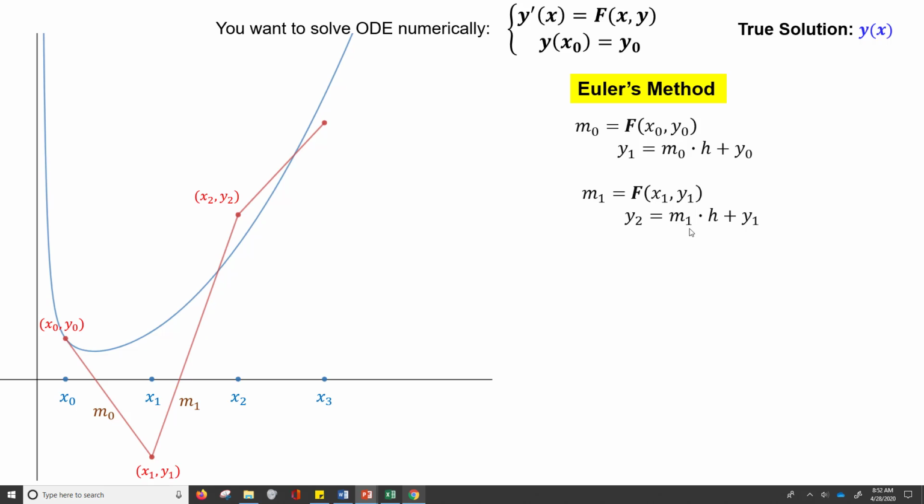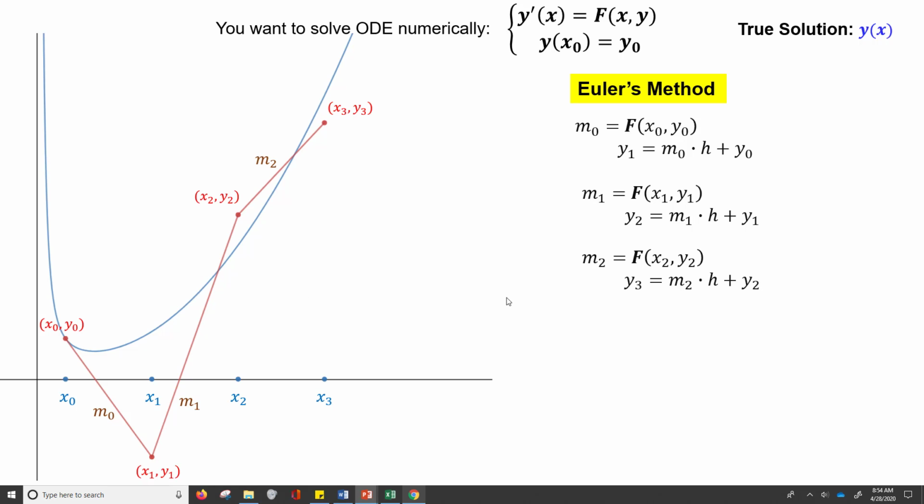Then x sub 2, y sub 2 is the Euler iteration, m sub 1 times h. M sub 2 is f evaluated at x sub 2, y sub 2. Again, x sub 2, y sub 2 is an estimation, right? So this is where the real value of y is, and this is the estimation. But do you see m sub 2, the slope of this line, is in the same direction as the curve, and then y sub 3 is m sub 2 times h plus y sub 2. Okay, so that's Euler's method.